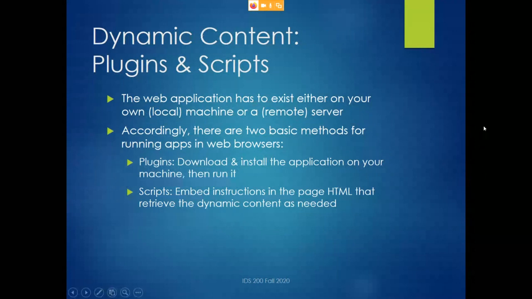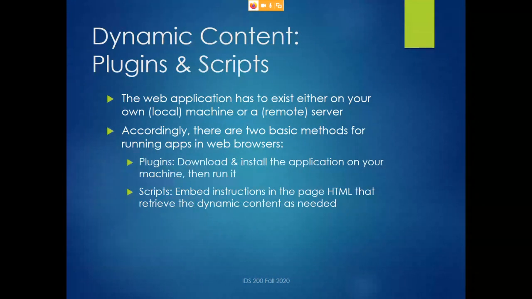Next step, dynamic content. The web application has to exist either on your local machine or on a remote server, right? The application has to run somewhere. It's either going to run on your machine or on a remote machine. Because of that, there are two basic methods for running apps in web browsers. One is the plugin. In the plugin case, you actually run the code on your machine, right? You download and install some application on your machine, and you run it in conjunction with your browser. For example, Flash Player was one of the big plugins of the last 15 years.